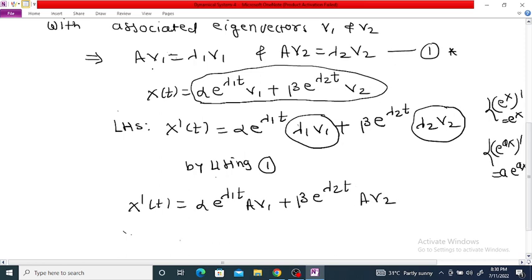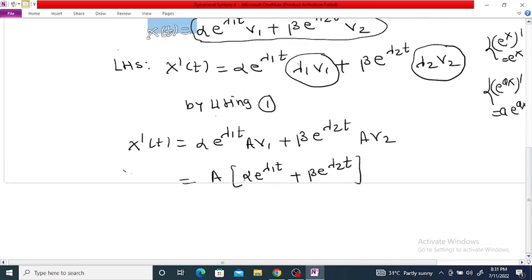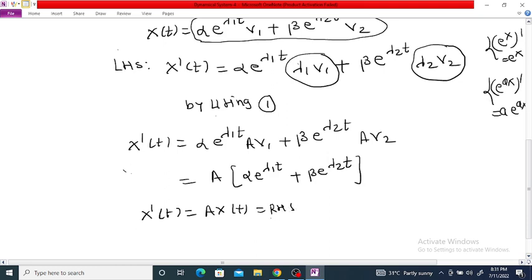So we can take this matrix A outside. Inside the bracket is alpha e raised to lambda 1 t v1 plus beta e raised to lambda 2 t v2. But this is nothing but x(t). You can check here, this is nothing but x(t). So the value of this bracket is x(t), and therefore x dash t is equal to A x(t), which is nothing but the RHS. So LHS is equal to RHS.